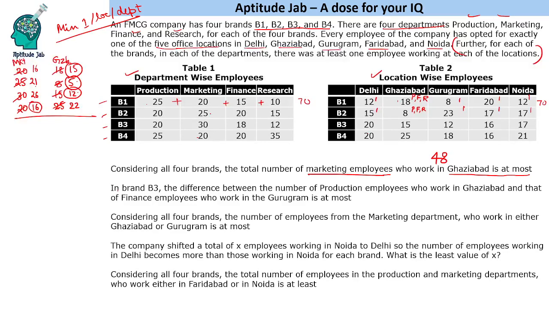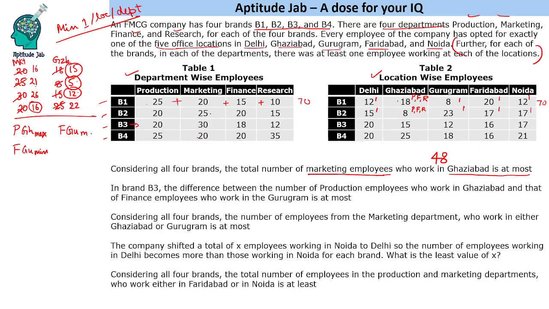Now second question, in brand B3, the difference between the number of production employees who work in Ghaziabad and of finance employees who work in Gurugram is at most. Okay. So what we need to do is, for B3, we need to find production Ghaziabad, and the second thing is finance in Gurugram. Okay, so we need to find that maximum difference. So let us do one thing. We will find the max of this and minimum of the other one.